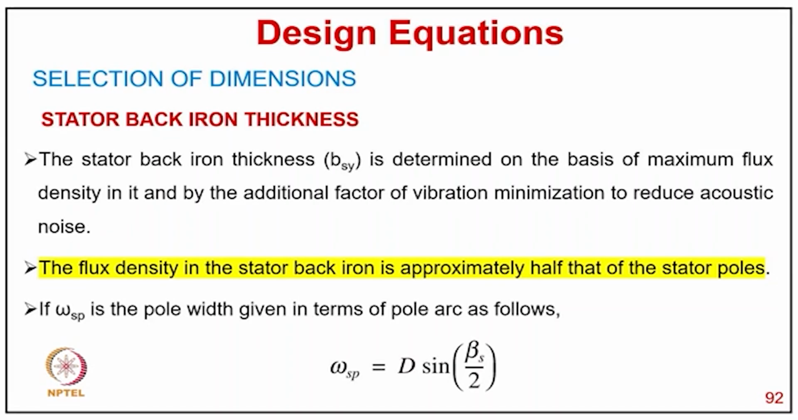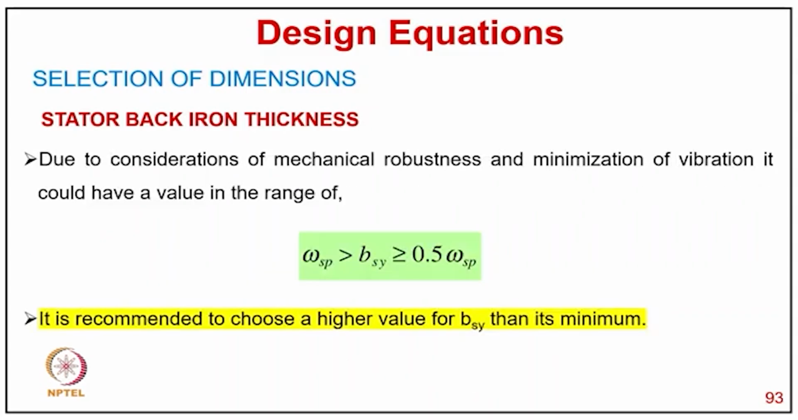The flux density in the stator back iron is approximately that of the stator pole, and if Ws is the pole width given in terms of pole arc, Ws equals D sin(βs/2). Due to the consideration of mechanical robustness and the minimization of vibration, BSY could have a value in the range from WSP to 0.5 WSP.